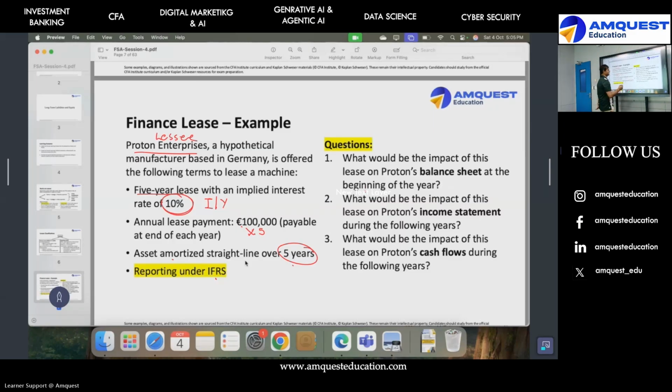Let's take one by one. What will he record at the beginning of the year? Answer. So obviously beginning means when he buys the lease, when he takes the lease. Remember, he took the asset on lease and he is going to pay 1 lakh every year. So what will be the impact on the balance sheet? Don't give me the numbers. Give me the asset will show 5 lakhs. Okay. At the liability side, amortization of 1 lakh, right?